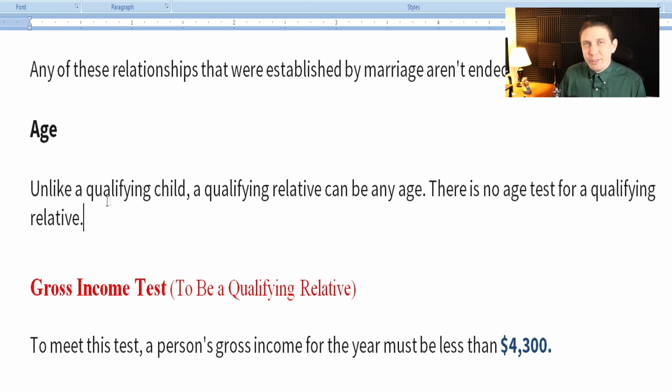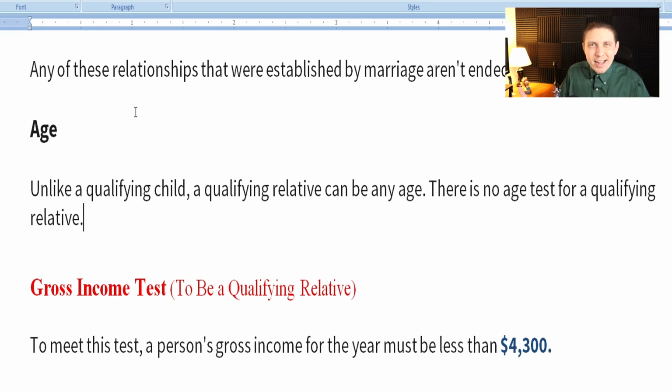An important aspect of the qualifying relative test when you're going through this is to realize that it's not like the qualifying child test, because when you're looking at the qualifying child test, you have to look a lot and focus very intently on what is their age.